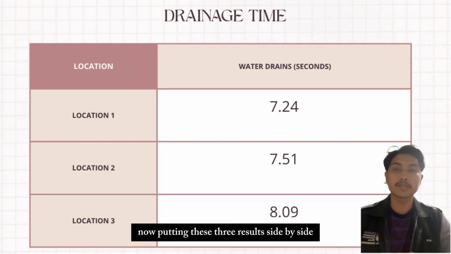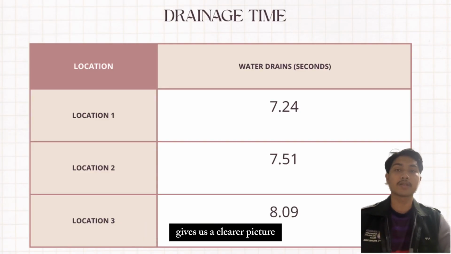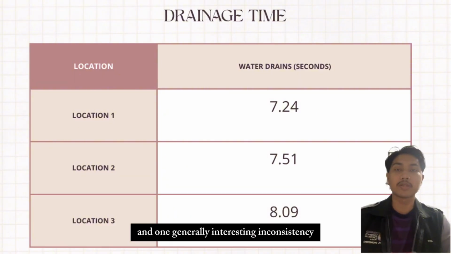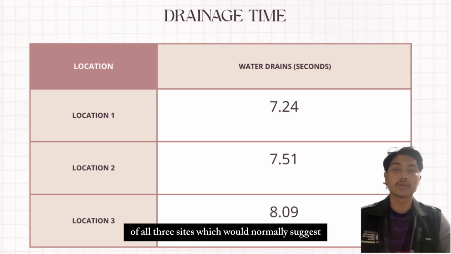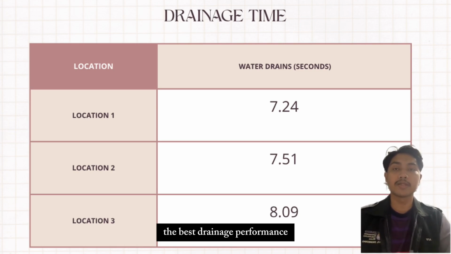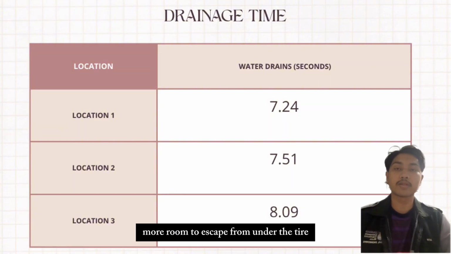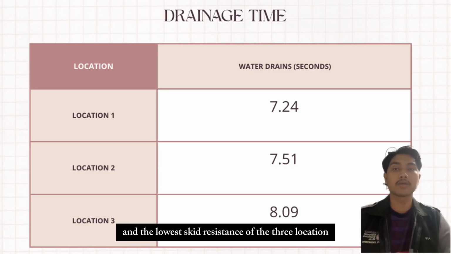Now putting these three results side by side gives us a clearer picture and one genuinely interesting inconsistency worth discussing. Location 3 has the deepest surface texture of all three sites, which would normally suggest the best drainage performance, since deeper grooves give water more room to escape from under the tire, but it actually recorded the slowest drainage time and the lowest skid resistance of the three locations.